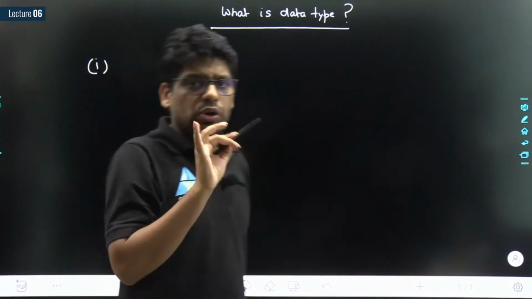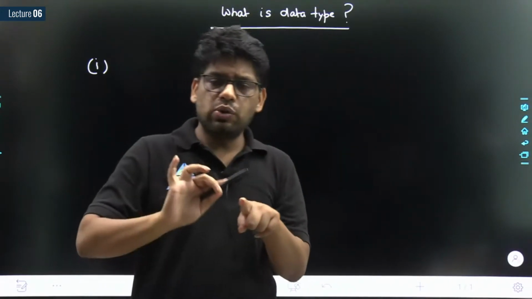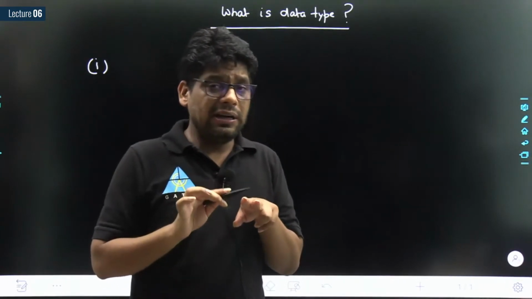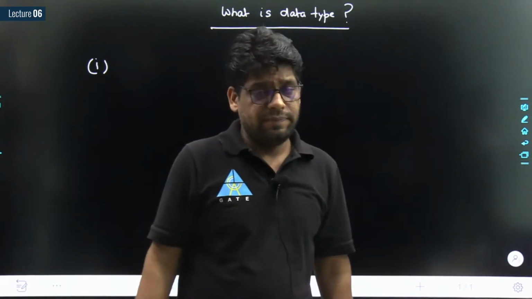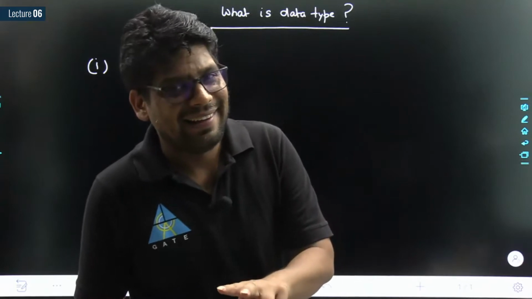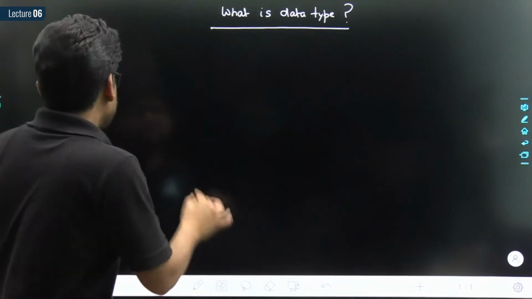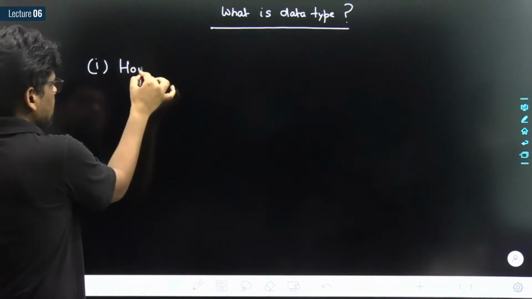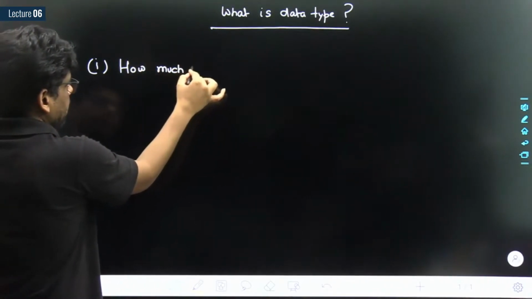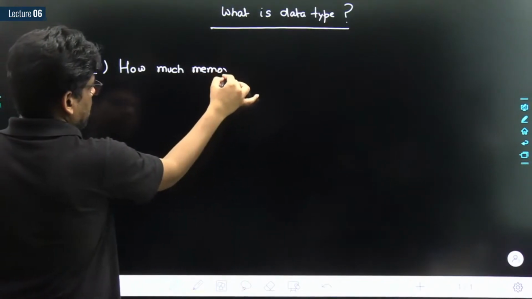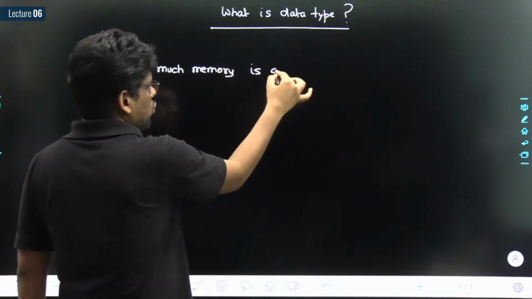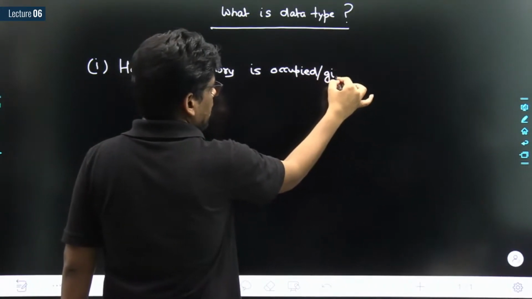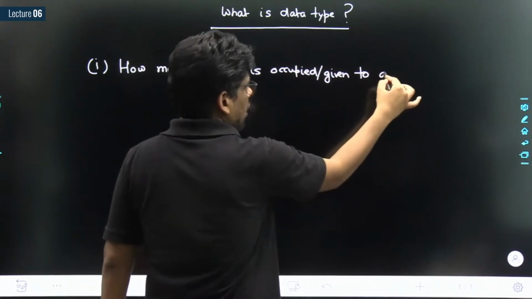Sir, where to store the data? Inside a variable. That means a data type informs two things to the compiler. What are those two things? The very first thing is how much memory is occupied or given to a variable.